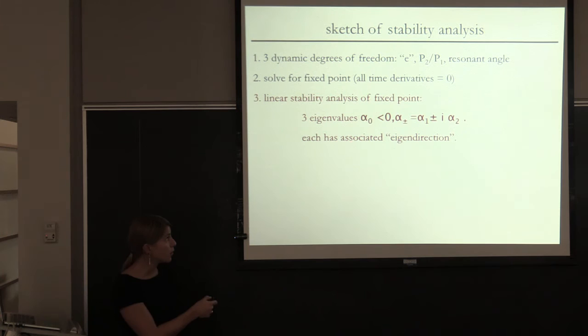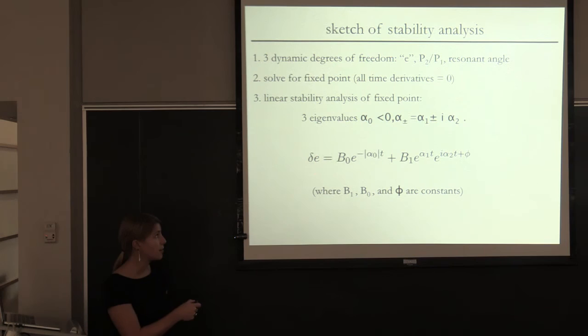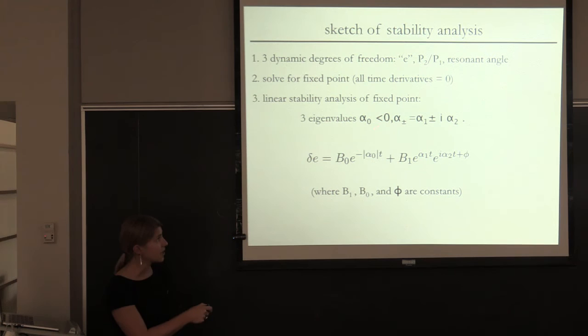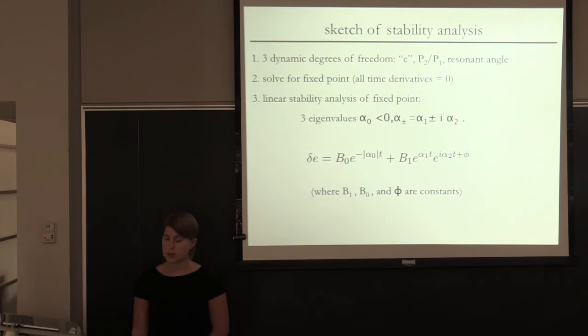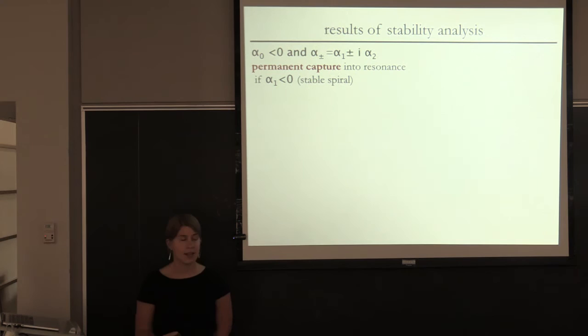And so, for example, a small perturbation to this eccentricity is going to take a form something like this, where there is an exponentially decaying part because this eigenvalue is real and always negative. There's the imaginary part, which leads to an oscillatory behavior. And then depending on the sign of alpha 1, which is the real part, you either get an exponentially growing or decaying amplitude. So in the case where the fixed point is stable, you get permanent capture into resonance. And that's when this real part, alpha 1, is negative.